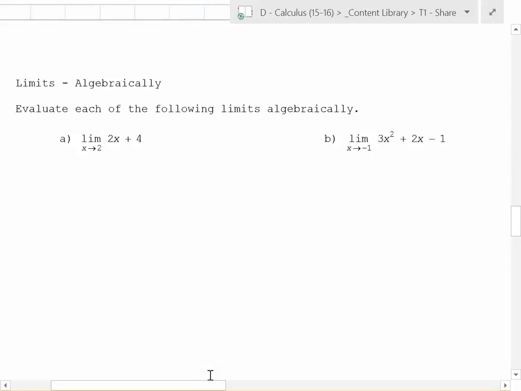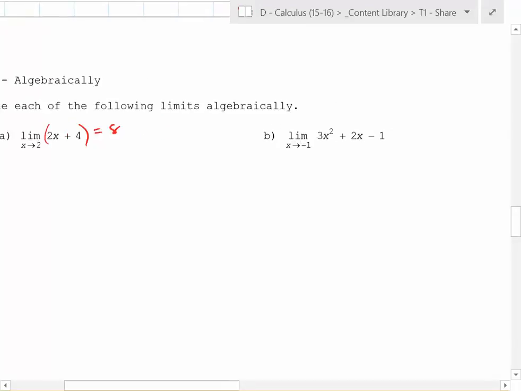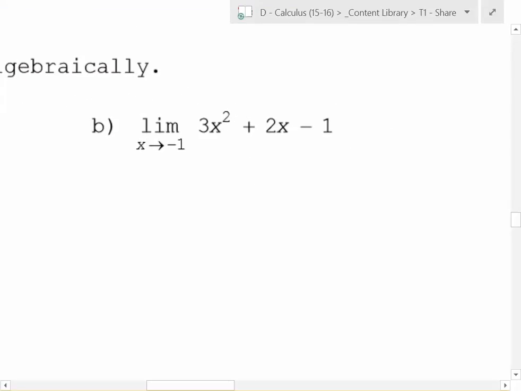They don't do this, but they should. Think of it as having parentheses around it. It's not the limit and then plus 4, it's the limit of that whole thing. So can you plug in 2? Yeah, so what's that going to equal? 8, exciting.